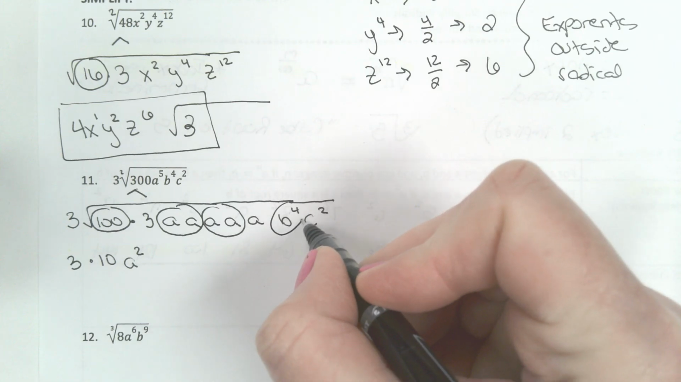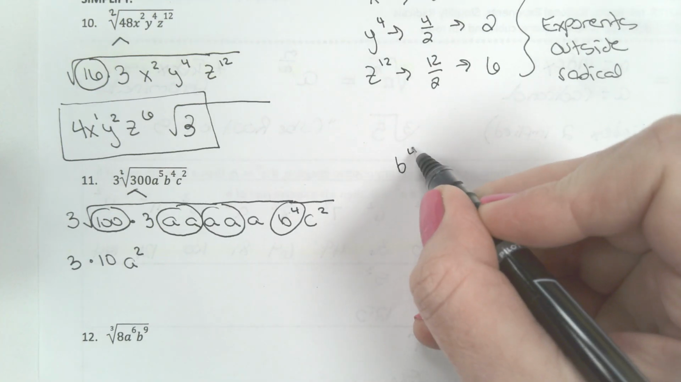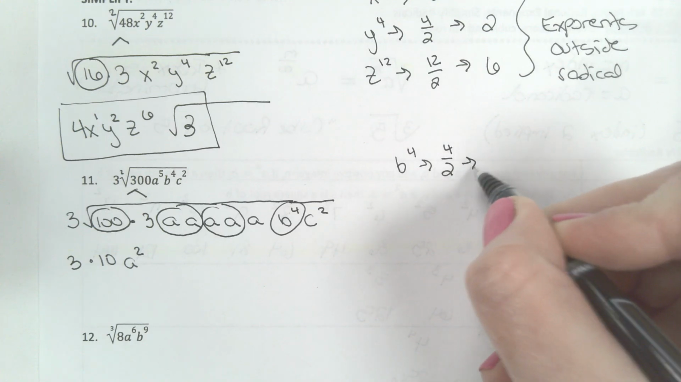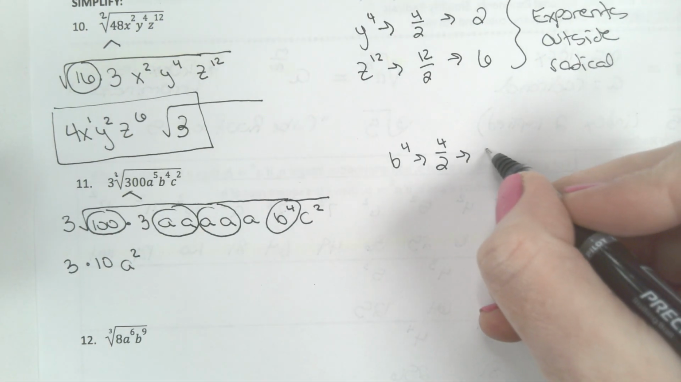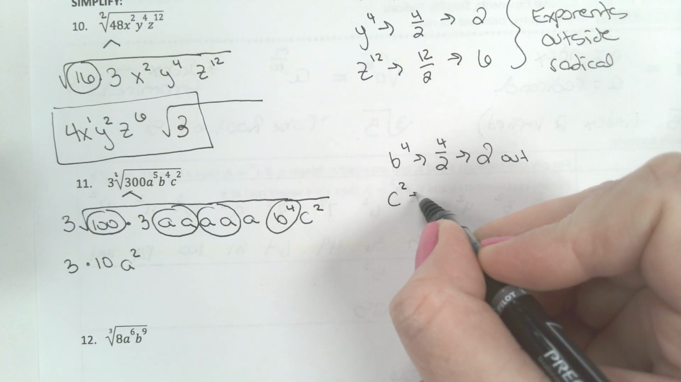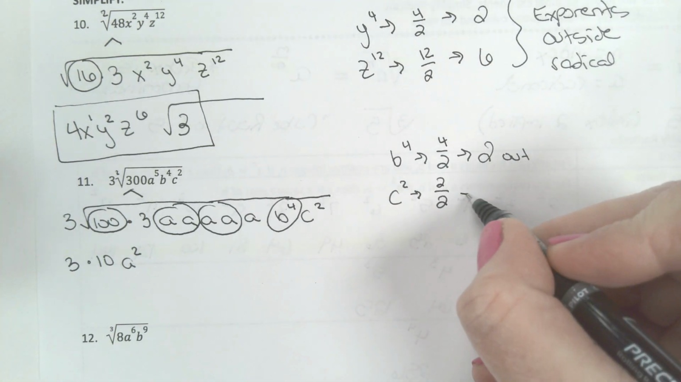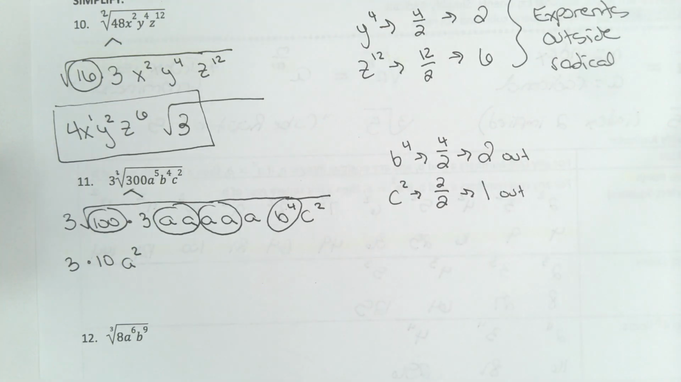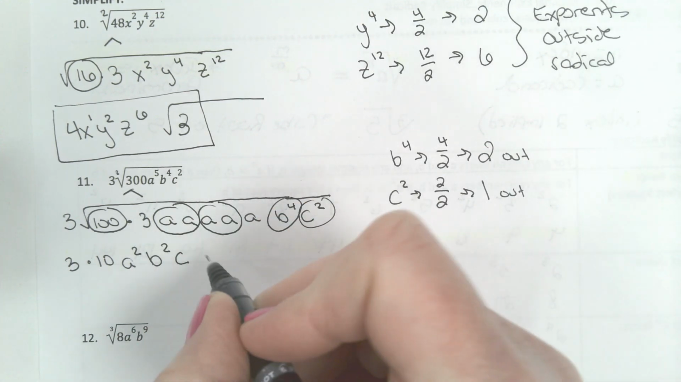All right, B to the 4th. I'm going to deal with this A in a minute. But for the B's, these are even numbers, and so you should be able to apply this logic. You take your exponent divided by your index. 4 divided by 2 equals 2. That's how many get to come out. And then I have c squared. So what's 2 divided by 2? 1 gets to come out. All right, so I have b squared c.